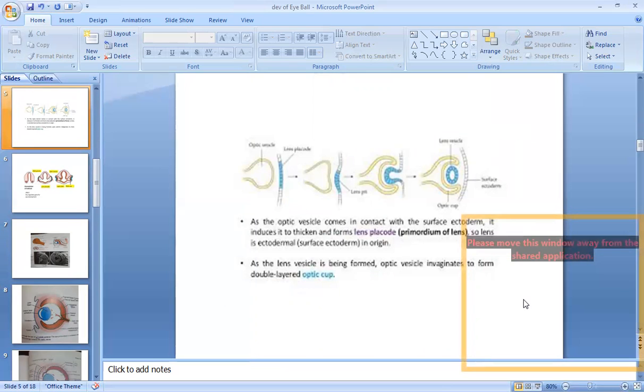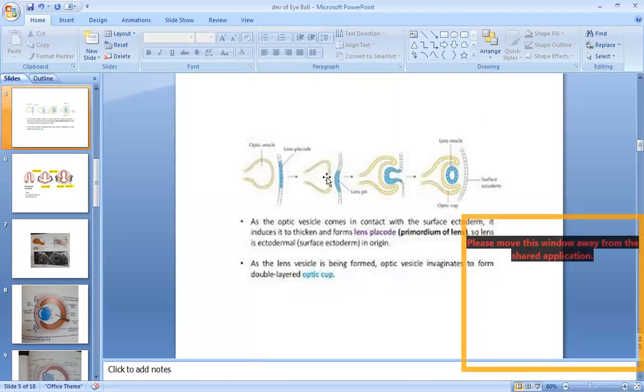Here you can see that portion of the optic vesicle, which is part of the forebrain, and the lens with the surface ectoderm, which appears green in color. When they are growing, they are coming towards each other. Now they have a gap in between, but with the passage of time this gap is reduced, and finally they come very close to each other and lie in contact with each other.